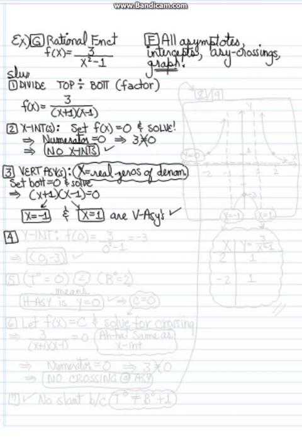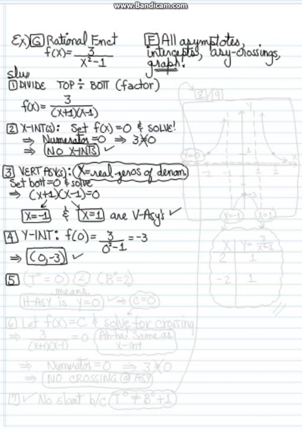Step 4, we'll find the y-intercept by letting x equal 0. So f of 0 equals 3 over 0 squared minus 1. It's equal to negative 3. So our y-intercept is the ordered pair x, y equals 0, comma, negative 3.